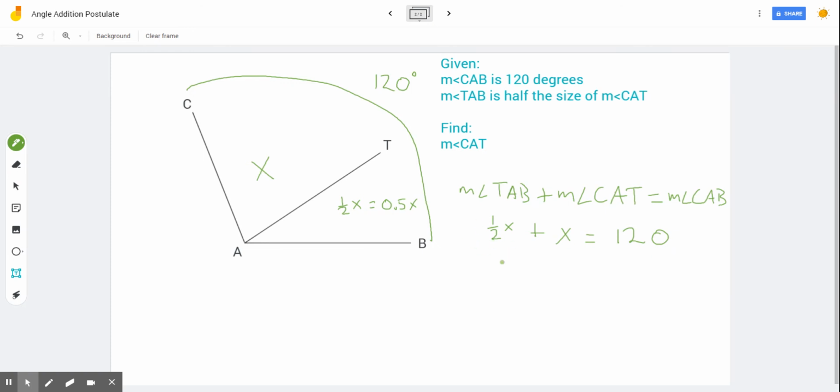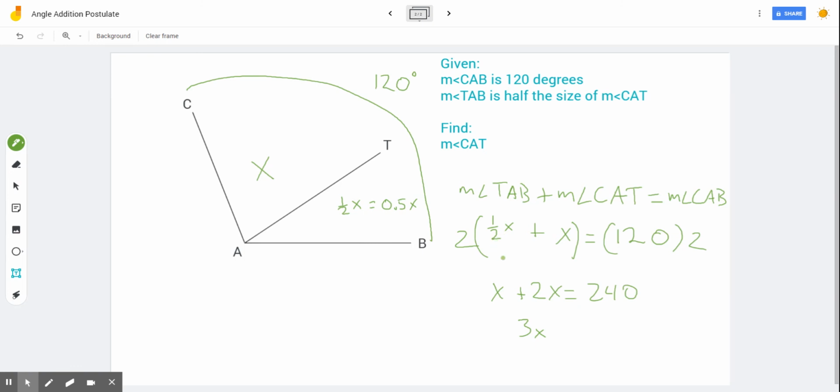Now I've got a fraction coefficient here that I don't really want to deal with. So I would multiply everything by 2 to cancel out that denominator. So 2 times 1/2 gives me 1. And then 120 times 2 is 240. So x plus 2x is 3x.